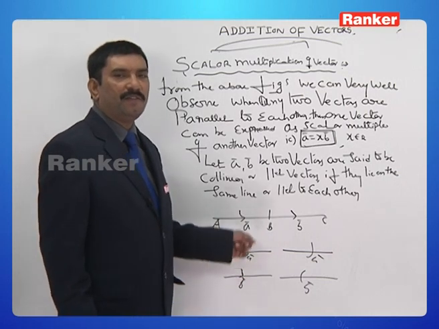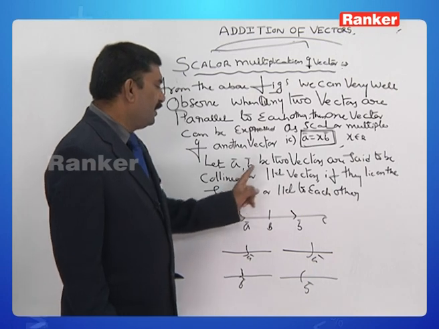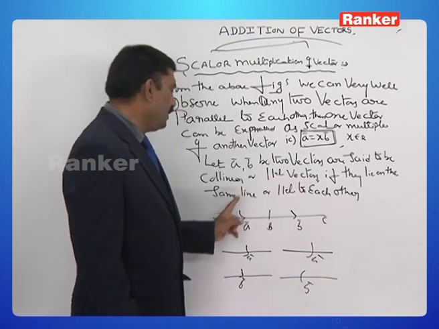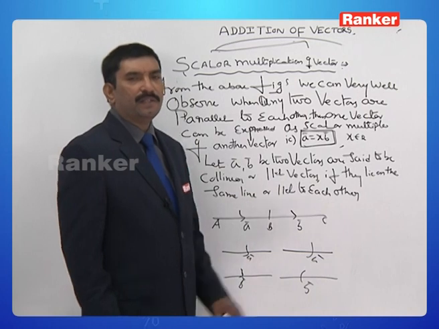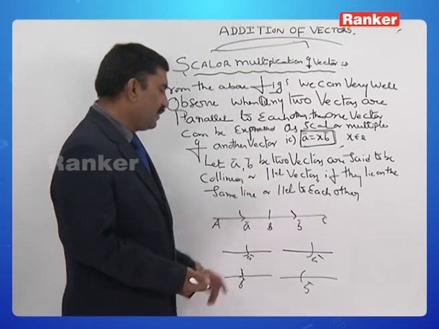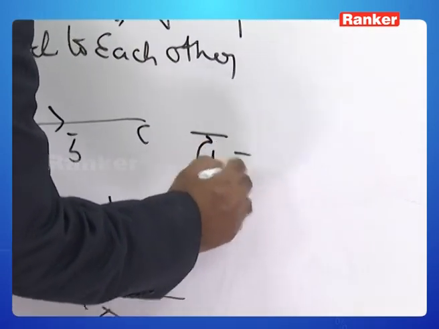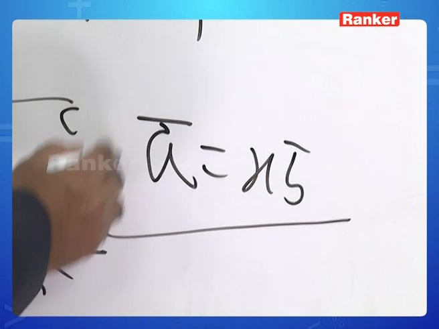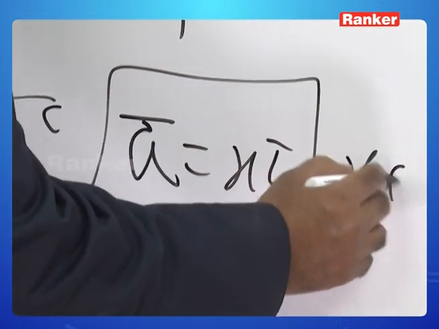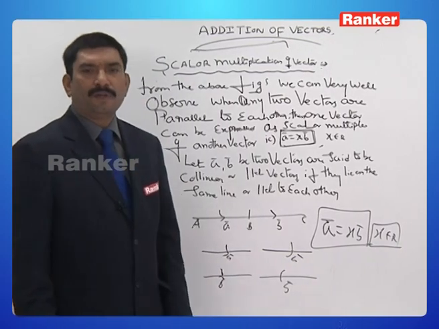If the vectors are having the same line of action, the vectors are said to be collinear or parallel vectors. If they lie on the same line or parallel to each other, then those vectors are called what? Parallel vectors. For both the vectors we can very well observe that one vector can be expressed as a scalar multiple of another vector, where x belongs to what? R. x belongs to R.